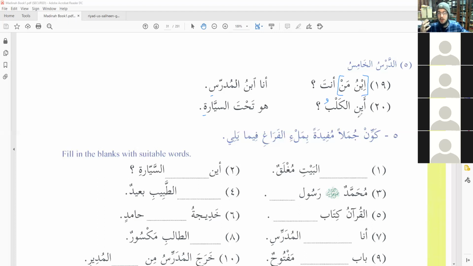All the other ones we're using possessive constructions. Now we just have a straight, where is it? Ain al-kalbu, huwa. Dog is masculine here. Tahta, under. I think we talked about that before. Tahta as-sayyarati, and this is a possessive construction. Huwa is the mubtada, tahta as-sayyarati is the khabar.